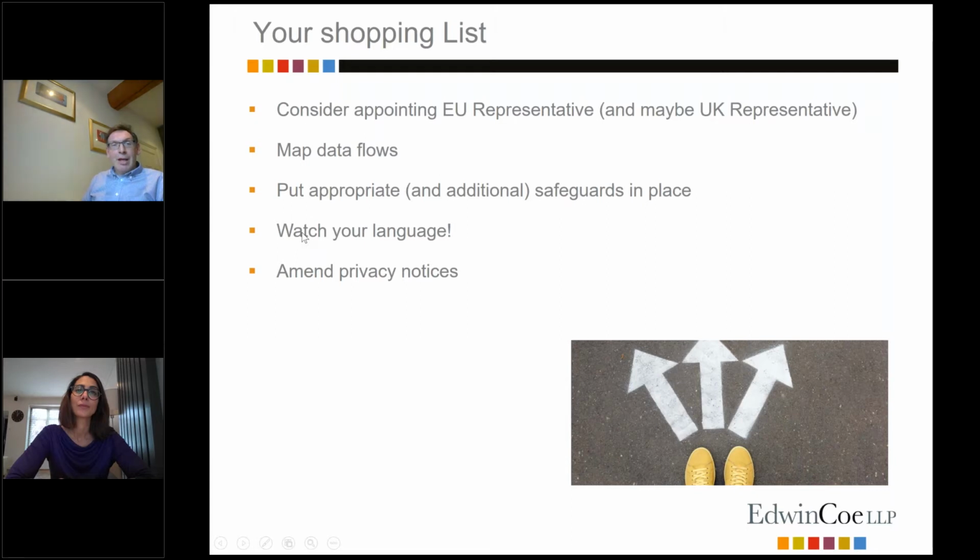And then, as Selina has said, language in contracts and privacy notices, you need to make sure that you are referring to the UK legislation as a UK business, and generally speaking, not the EU business. And then also privacy notices, and Selina's talked about this.